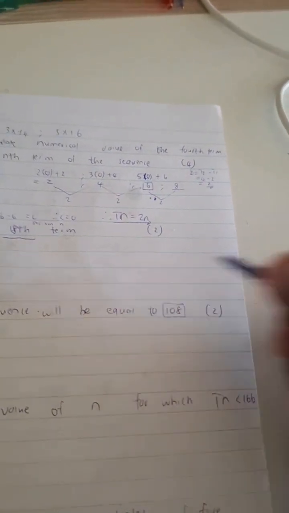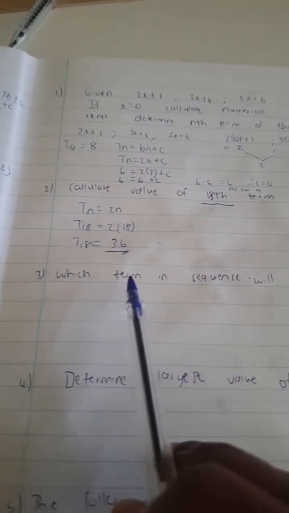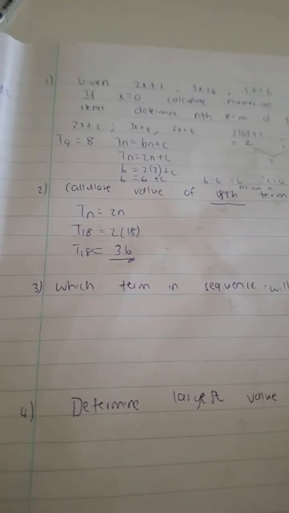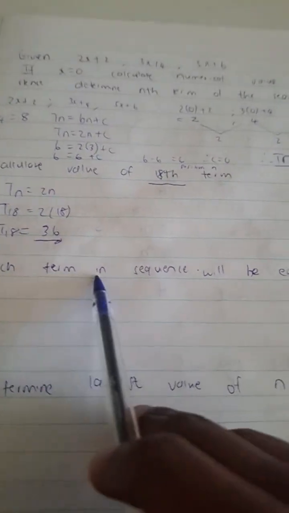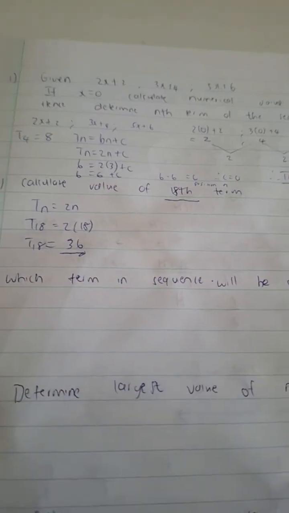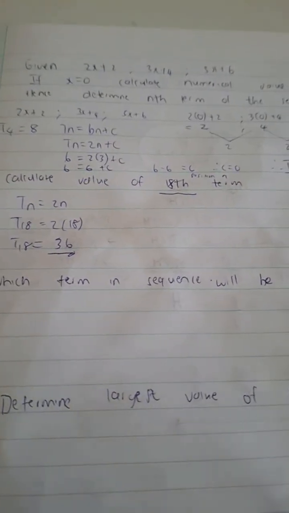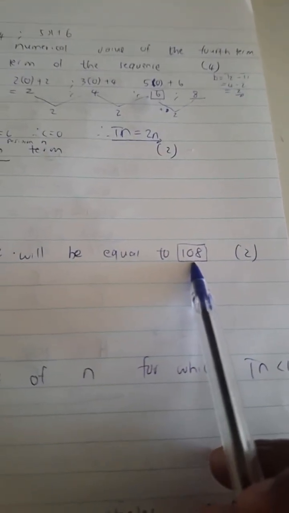Next question. Which term in the sequence will be equal to 108? So which term in the sequence will be equal to 108? How do we calculate this? Remember, we are being asked which term. So what do they want us to find? They want us to find the value of n. They want us to find the position of this term, which is 108.